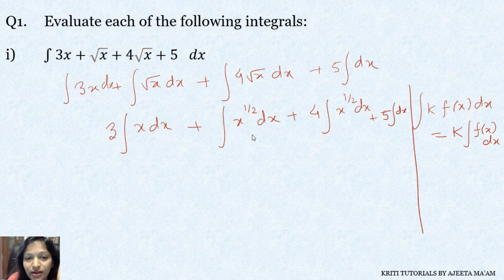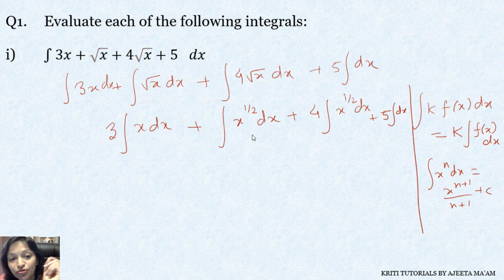Now let's have a quick recap of the power rule again. What is the integral of x raised to n? Simply x raised to n plus 1 upon n plus 1 plus c. So that is our power rule for integration. Now if we apply the power rule in the first integral, what will we get? x raised to 2 upon 2, because n is 1. That's a very simple thing.